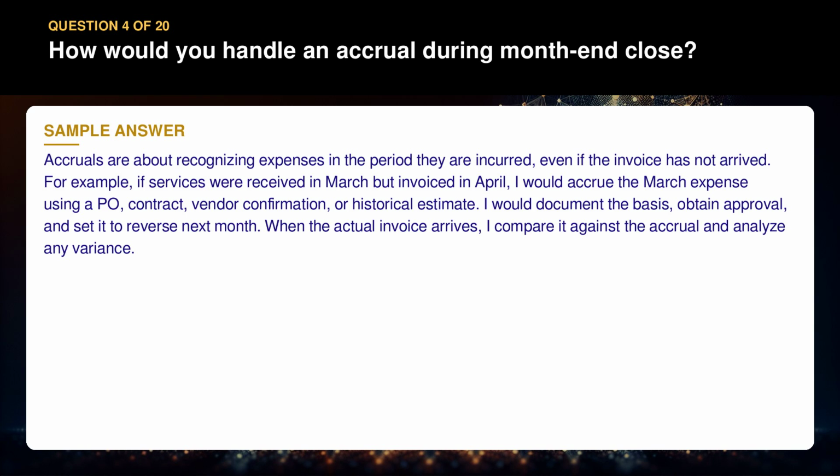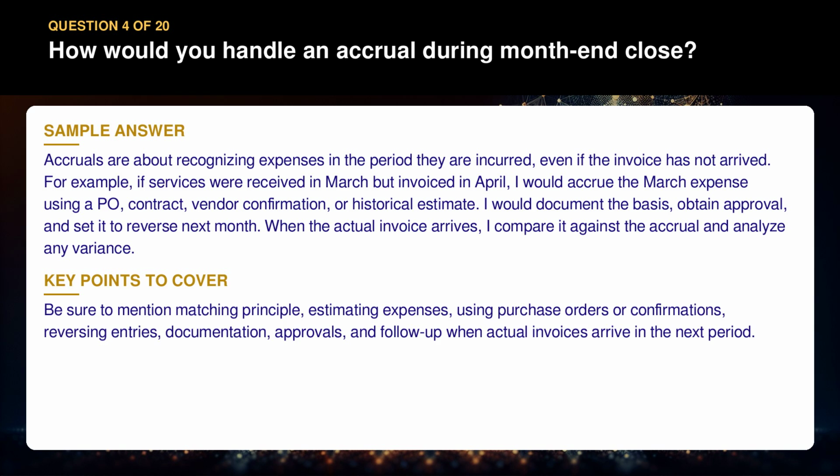I would document the basis, obtain approval, and set it to reverse next month. When the actual invoice arrives, I compare it against the accrual and analyze any variance. Be sure to mention matching principle, estimating expenses, using purchase orders or confirmations, reversing entries, documentation, approvals, and follow-up when actual invoices arrive in the next period.